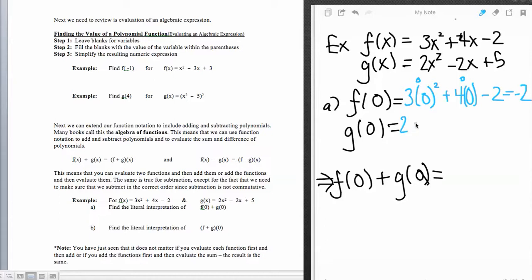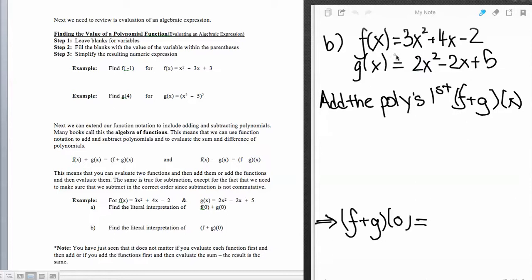And here, this is going to look like 2 times 0 squared minus 2 times 0, and then plus 5. And then that one, of course, 0 squared is 0, 0 times 2 is 0, 0 times negative 2 is still 0, and then plus 5 is 5. So now I have the value of f of 0 and I have the value of g of 0. So f of 0 is negative 2 plus g of 0, which is 5, and negative 2 plus 5 is positive 3.